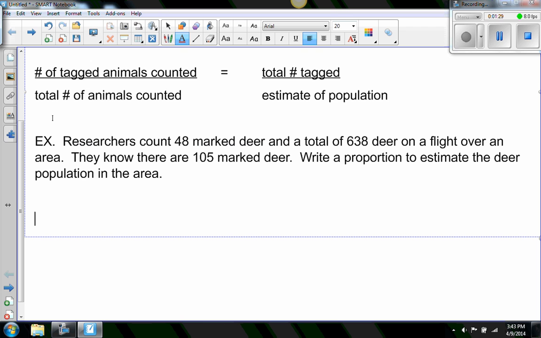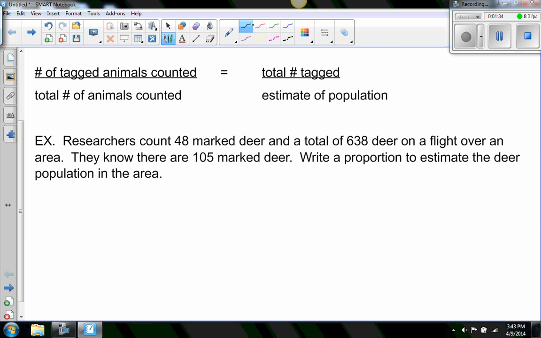So here is our proportion that we're going to use for all of these. It's the same proportion for all of them. You set them all up the same way. You put the numbers in the same places.